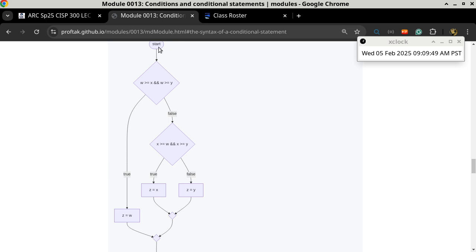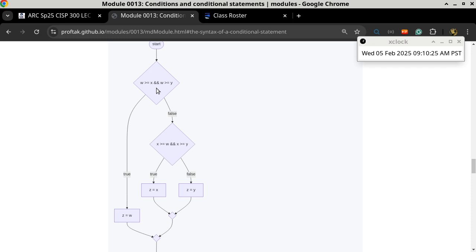So this is the starting point, which means everything starts here and then we get to this decision point. All the diamonds with text inside are decision points. In other words, you read a question and then you try to answer the question with either true or false as an answer. In this case, the question is, W is greater than or equal to X, and W is greater than or equal to Y. This symbol here, double ampersand, means conjunction, which corresponds to the English word and, A-N-D.